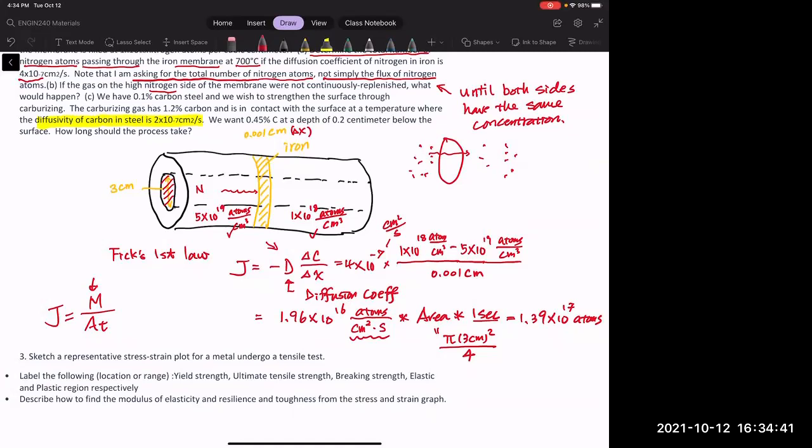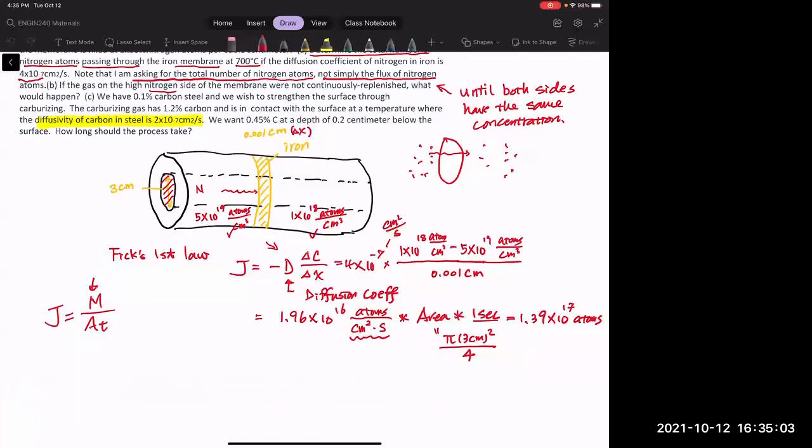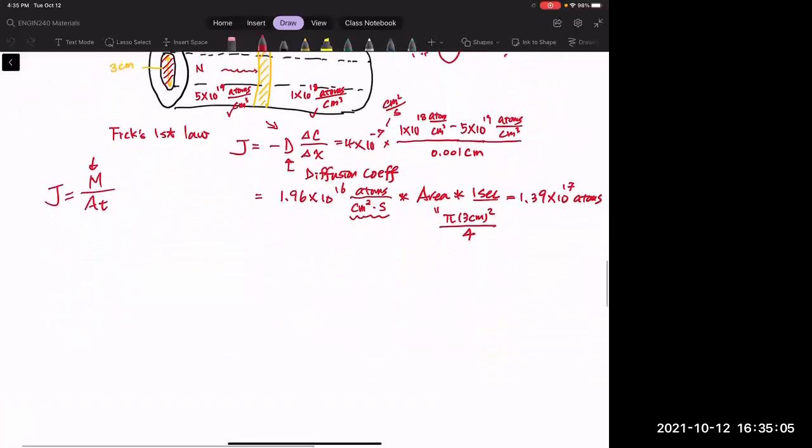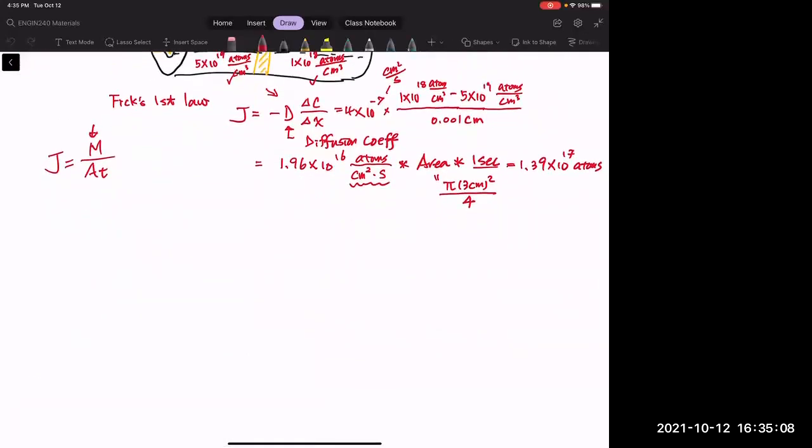Now, for Fick's second law, the thing you need to be careful about is, if you look at the equation, let me write that equation here. Let me get some space from my notes. Okay, I'm going to get more space here. Let me write down the second law. The second law equation is like this.